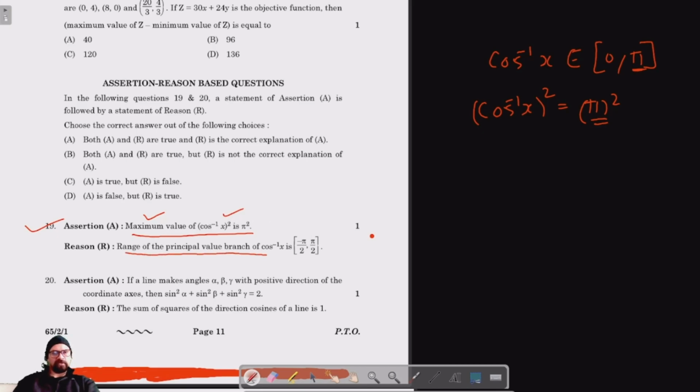Let's check the reason. The range of the principal value branch of cos inverse x is given as minus pi by 2, which is wrong, because it's 0 to pi.